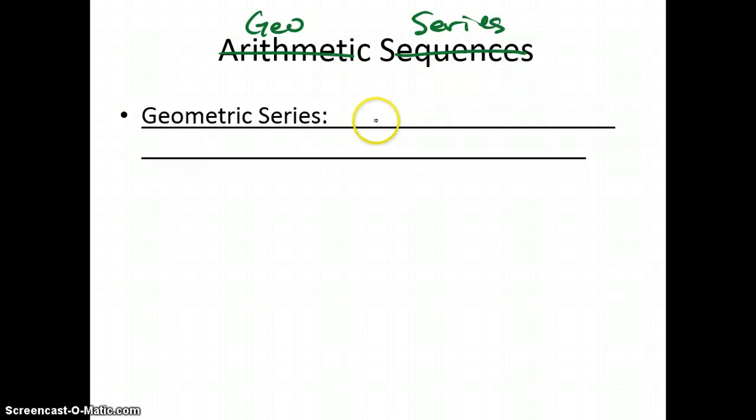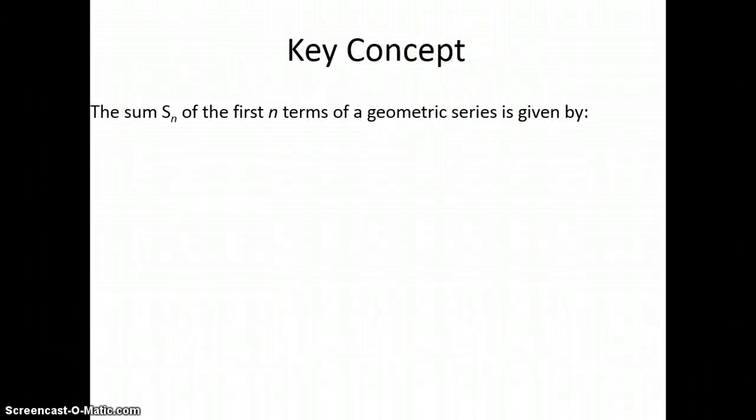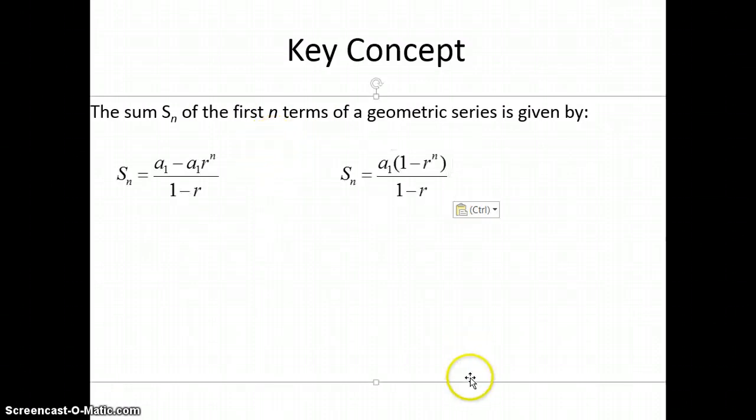Okay, so a geometric series is just like a sequence, except now we're adding. It's the only difference. So again, this is a layman's term definition. It's not an official definition, but it's my definition. So again, we're finding sums, and this is very similar to the arithmetic, except now there are a couple of different options on this one.